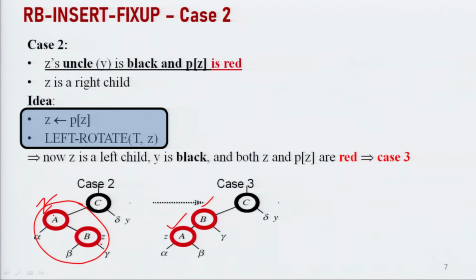And what about the beta? So, beta now becomes the right child of A. Okay. Now, just see, what is the case here? Z is the left child of its parent, the color of Y is black, the color of the parent of Z is red, and Z is the left child of its parent. So, basically this is case three. So, now we will apply case three over here and finally, we will get the violation resolved.